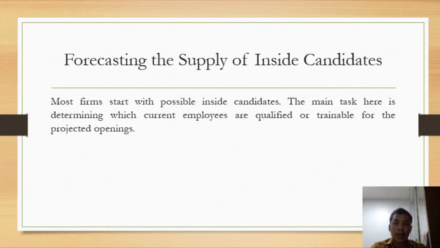Forecasting the supply of inside candidates, most firms start with possible inside candidates. The main task here is determining which current employees are qualified or trainable for the projected openings.